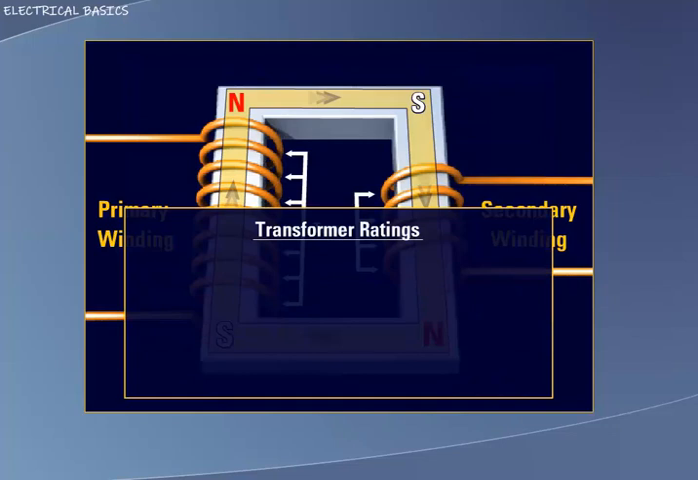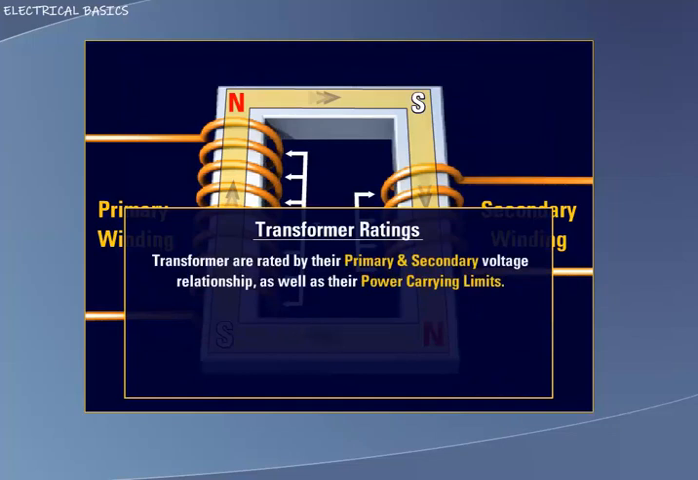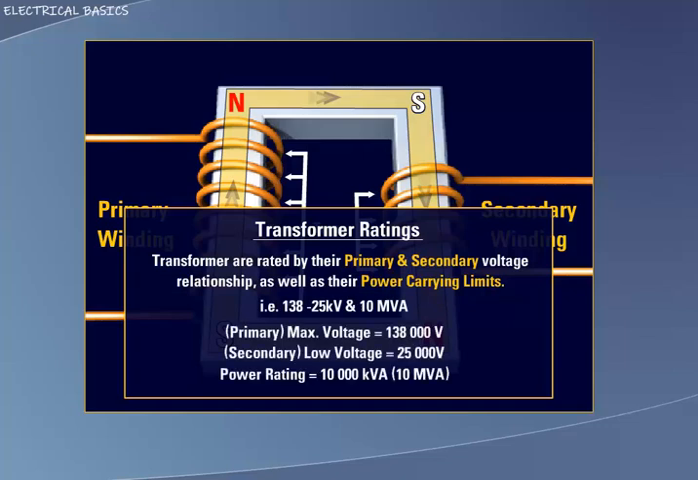Transformers are rated by their primary and secondary voltage relationship and their power carrying limits. For example, a typical substation transformer might be rated 138 to 25 kilovolts and 10 megavolt amps, meaning the primary or maximum voltage rating is 138,000 volts. The secondary or low voltage rating is 25,000 volts, and the transformer has a power rating of 10 megavolt amps, or 10,000 kilovolt amps.